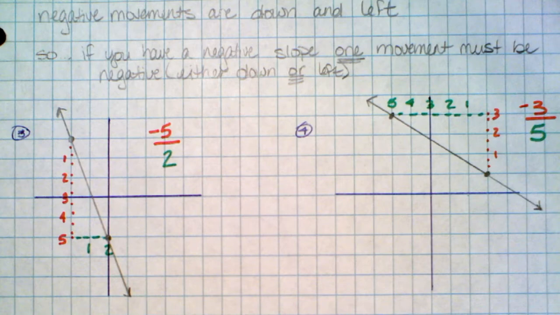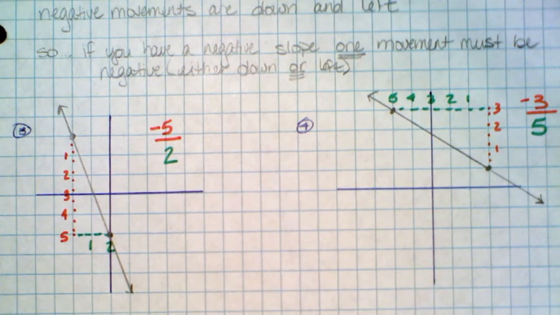Okay, so lines that go down and right are negative, lines that go up and right are positive. If we read this as a book, going from left to right, like we would read a book, if it goes down, it's negative. If it goes up, it's positive.